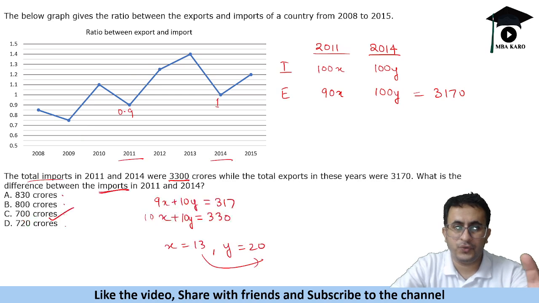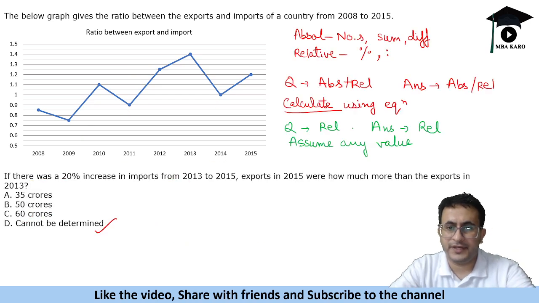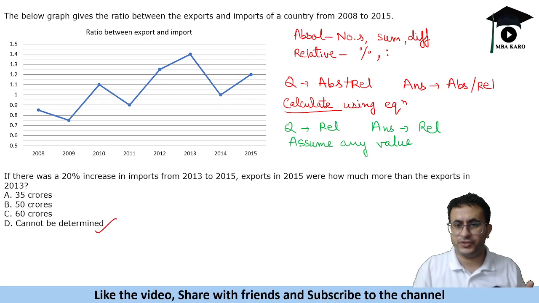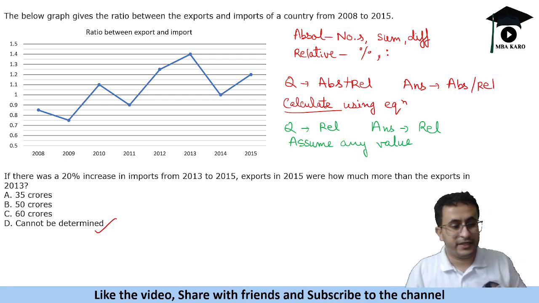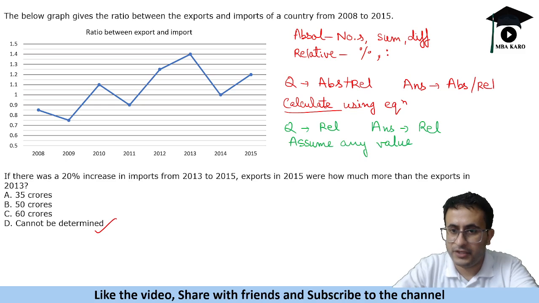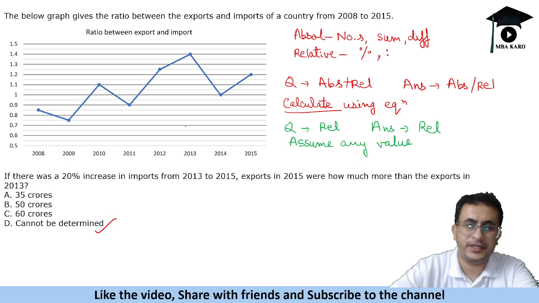So if you are given a relative value and the answer is also a relative value. What is relative value? Percentages, ratios. What is the data given? Percentages, ratios. If you are given relative values and the answer is also a relative value, then you can assume any value for the calculations. That's what we did here.